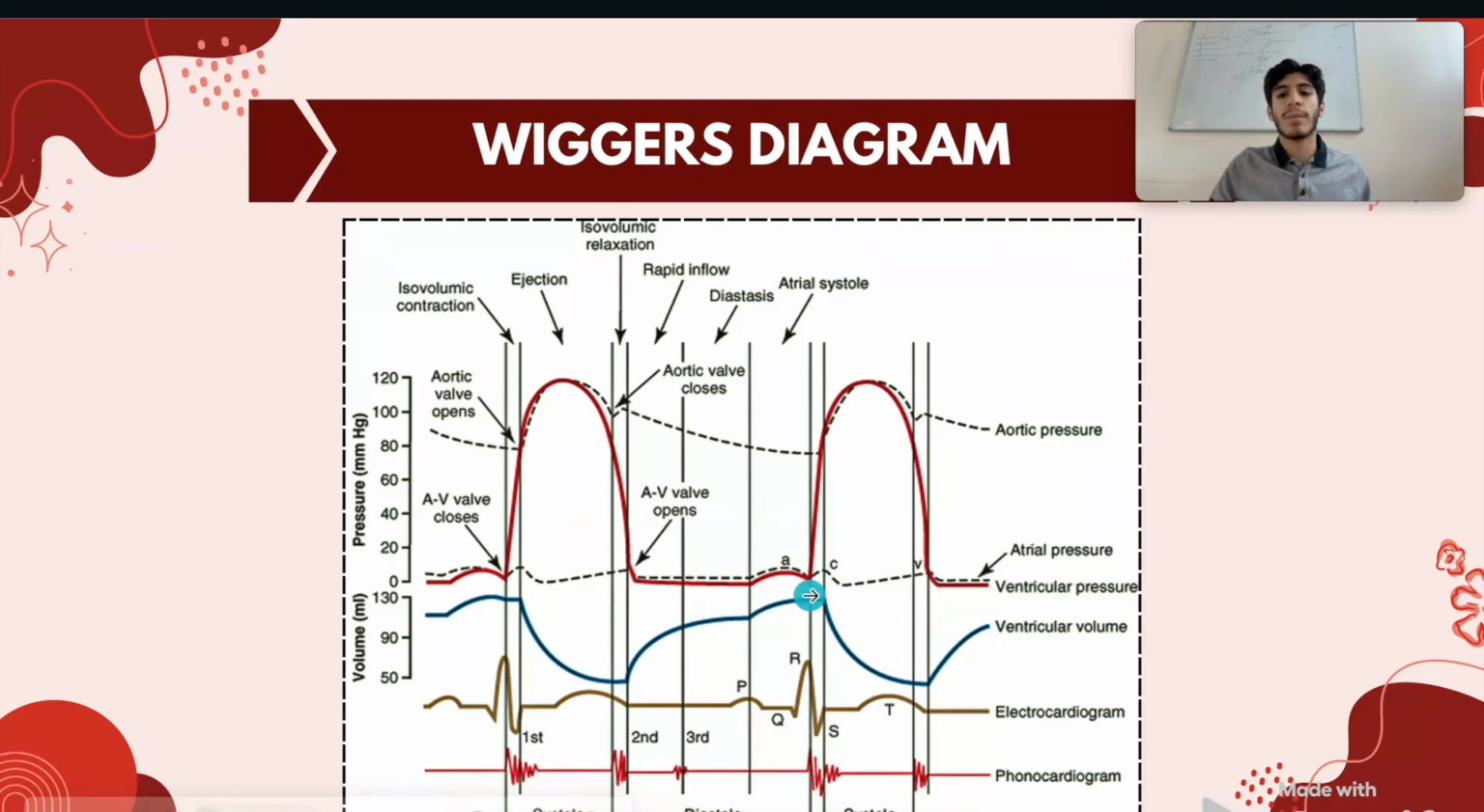Okay. Now let's talk about the ventricular pressure. Now we said that once the atria contracts, that's when the blood is going into the ventricle, right?